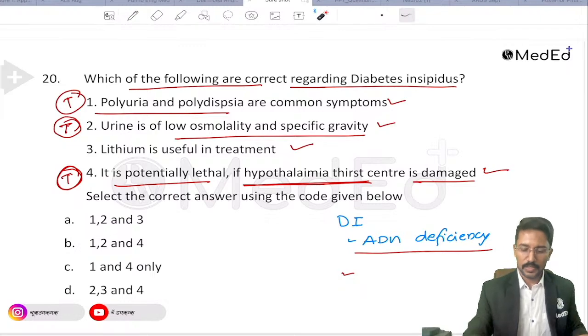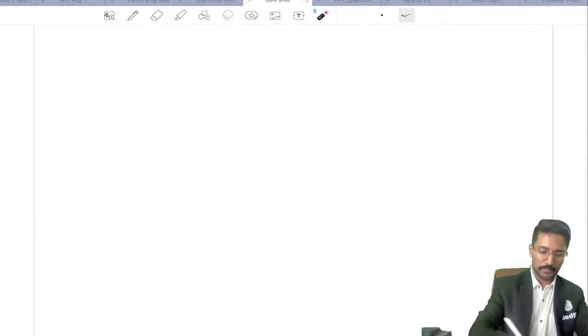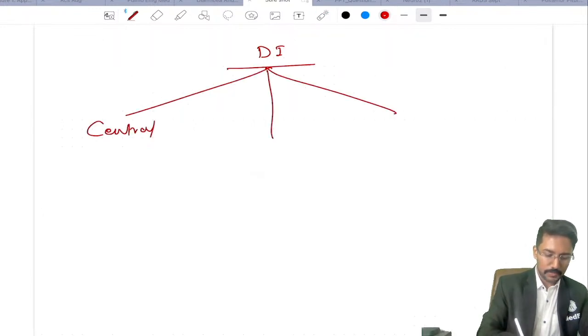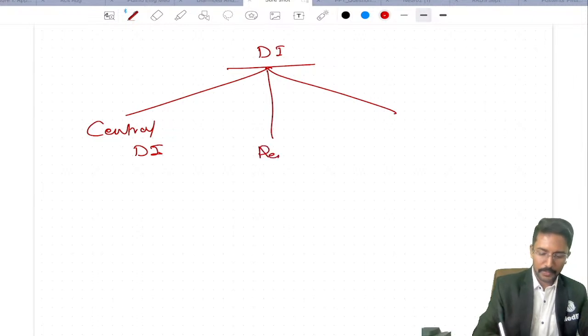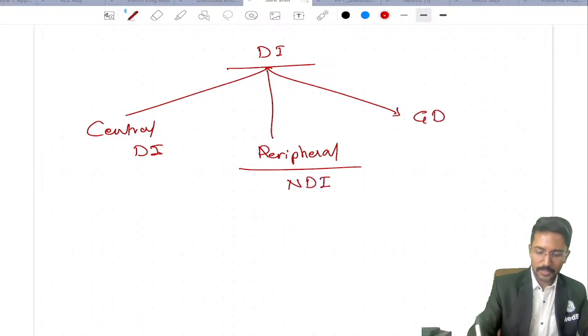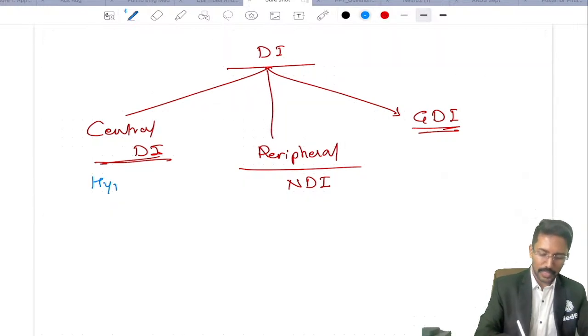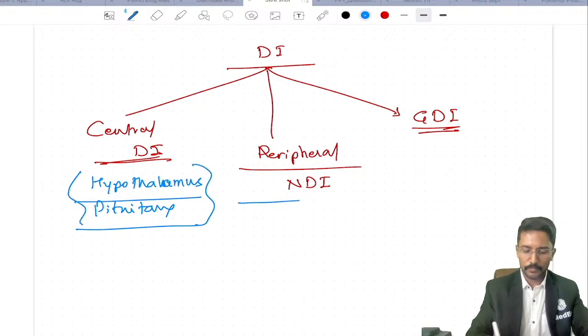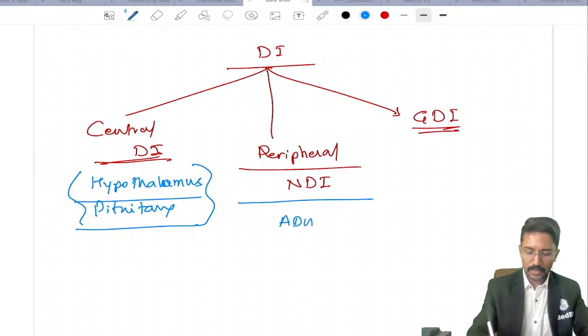when you talk about diabetes insipidus, we classify it as central and peripheral, right? Diabetes insipidus is classified into three categories. One is central diabetes insipidus, then peripheral, which can also be called nephrogenic diabetes insipidus, and then you have gestational diabetes insipidus. In central diabetes insipidus there is either a problem with the hypothalamus or the pituitary, right? There is a pituitary tumor or a pituitary mass or pituitary injury, or hypothalamic causes are there. In nephrogenic diabetes insipidus, an ADH receptor defect can be there.